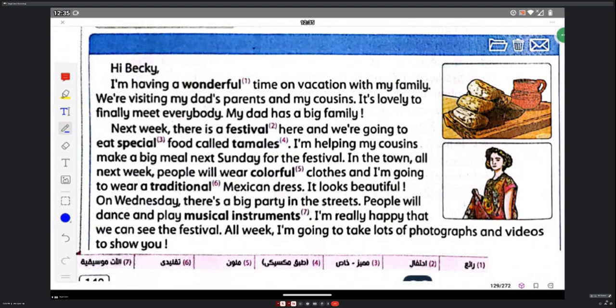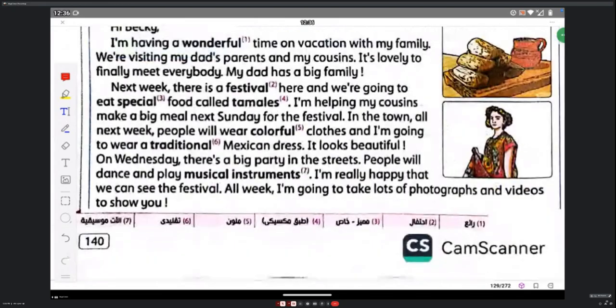It looks beautiful. On Wednesday, there is a big party in the streets. People will dance and play musical instruments. I'm really happy that we can see the festival. All week, I'm going to take lots of photographs and videos to show you. I always do this to show you.